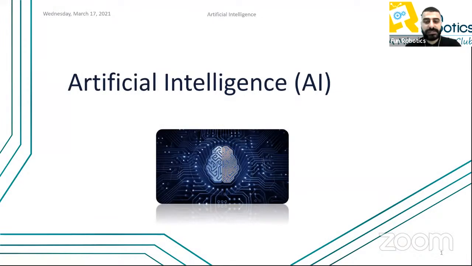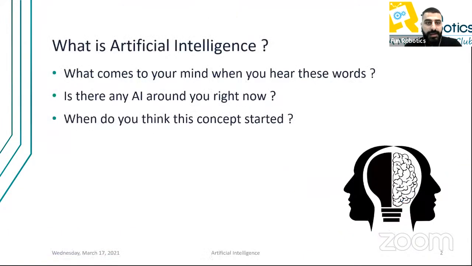So, artificial intelligence, AI. What is AI, or artificial intelligence? What comes to mind when you hear these words? As a matter of fact, is there any AI around us right now? Or when do you think this concept started? So what comes to mind when we hear these words?